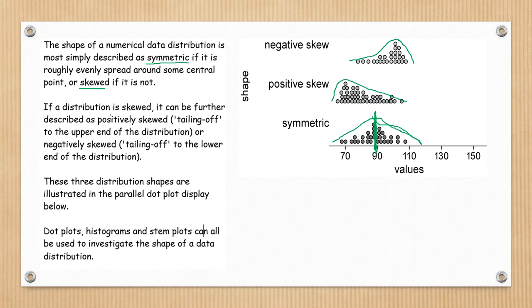The definition here is for a positive skew, a tailing off at the upper end. So you see here, it kind of has a little tail, and the big part is in here. So if the tail is at the upper end, we call that a positive skew. If the tail is at the lower end, we call it a negative skew.